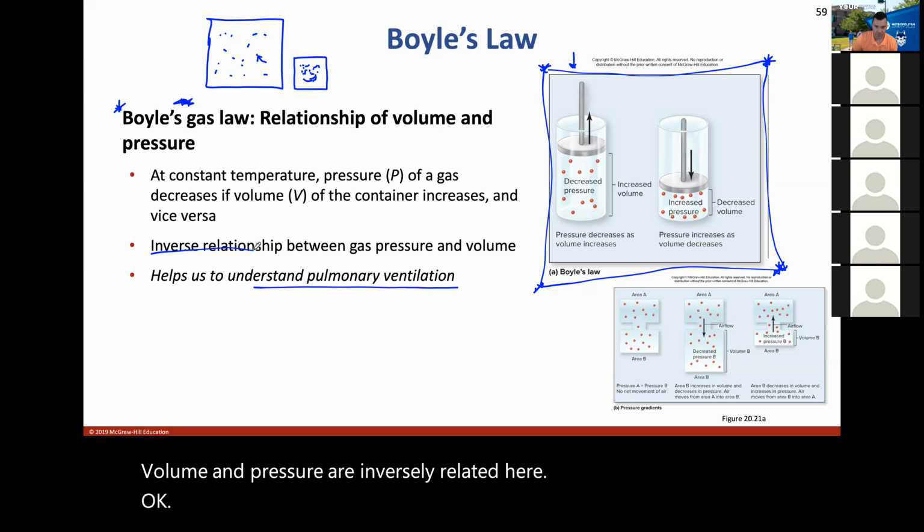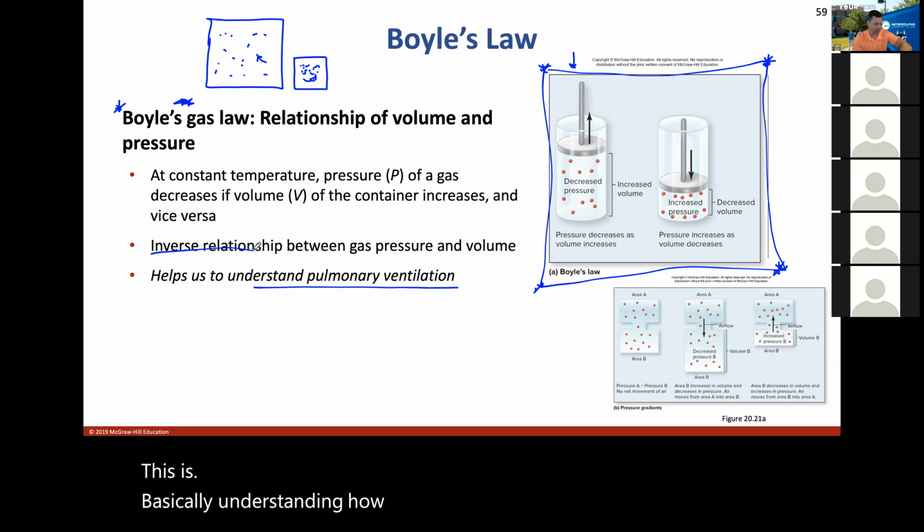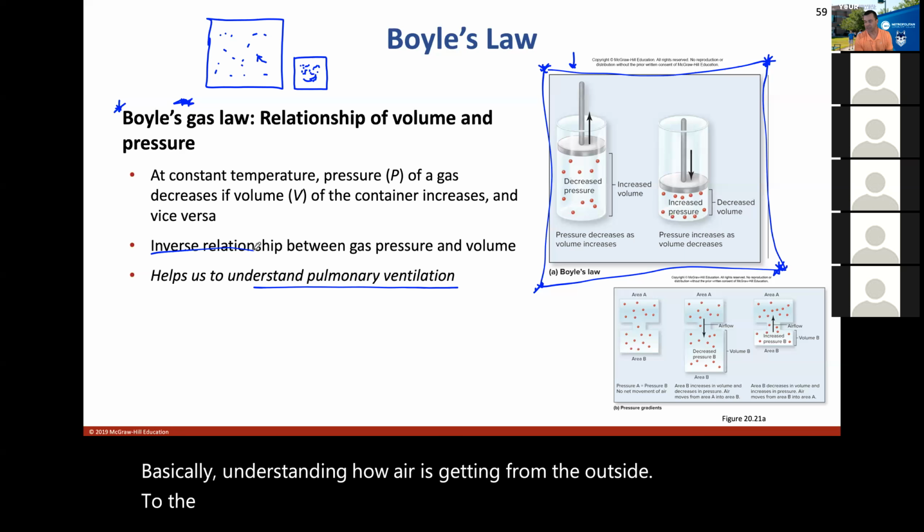The more volume, the less pressure. Smaller amount of volume, the greater pressure. All right. This is basically understanding how air is getting from the outside to the inside, out in the atmosphere into your lungs.